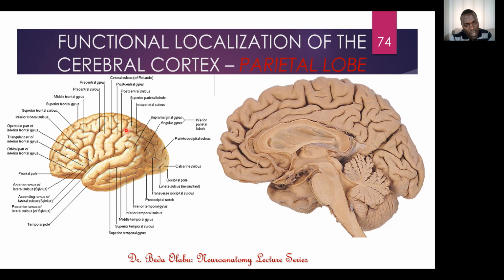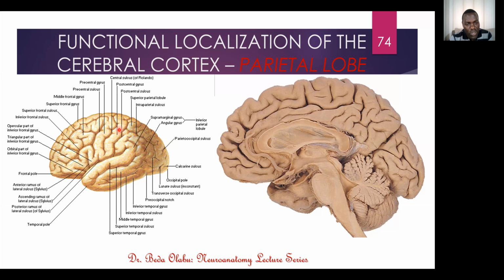Then there's this sulcus here that divides the rest of the parietal lobe into two. There's a gyrus above and another one below. The one above is called superior parietal lobule, and the one below is called the inferior parietal lobule.